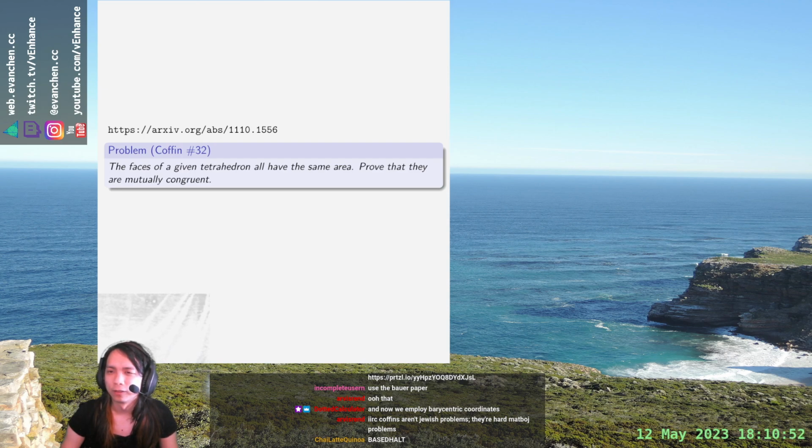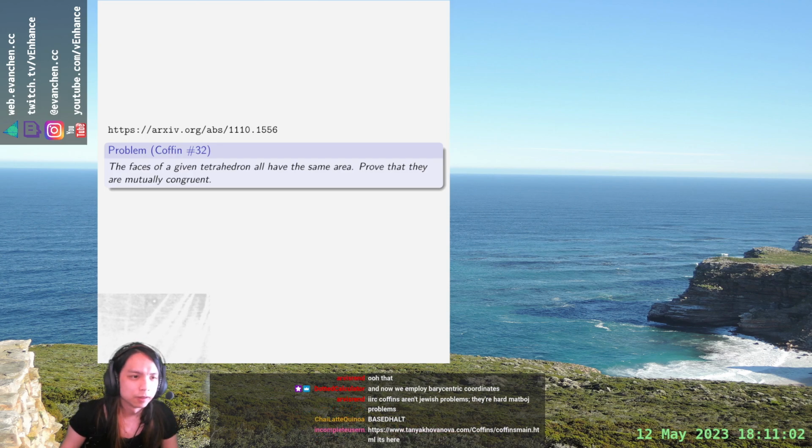Wait, am I? Oh, is this not in the collection at all? I was assuming when people said coffin, they were referring to this file. Is that incorrect? It's in here, okay.